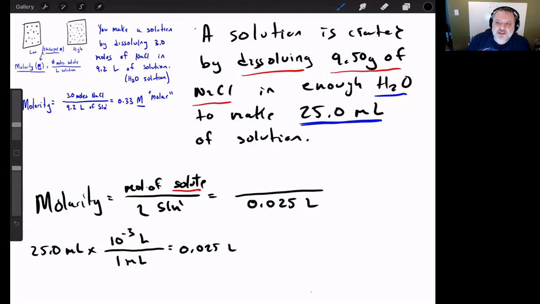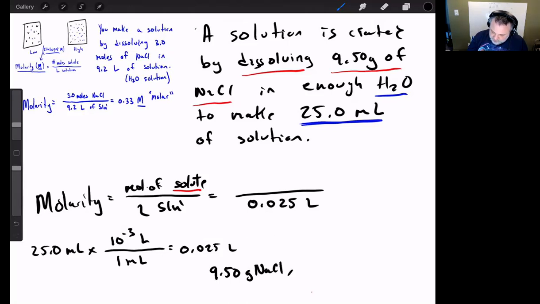The same thing goes with the 9.50 grams of sodium chloride. Sodium chloride is given to you in its mass, and so you still have to convert grams to moles in order to get the numerator. The definition of molarity is moles of solute divided by liters of solution. So we have to do this conversion as well. 9.5 grams of sodium chloride, and the molar mass is 58.44 grams of sodium chloride for 1 mole of sodium chloride.